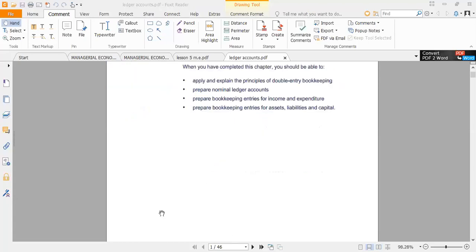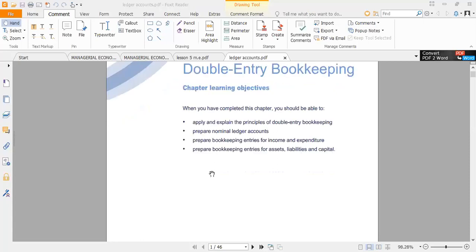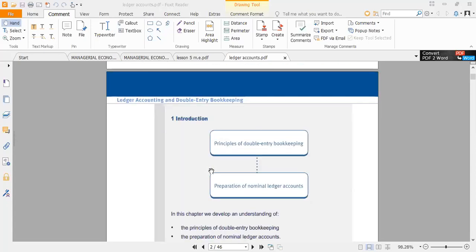By the time we're done with this chapter, we should be able to apply and explain the principles of double entry bookkeeping. We should be able to understand the concept of ledger accounts, prepare nominal ledgers, prepare bookkeeping entries for the income and expenditure, and finally be able to prepare bookkeeping entries for assets, liabilities, and capital.